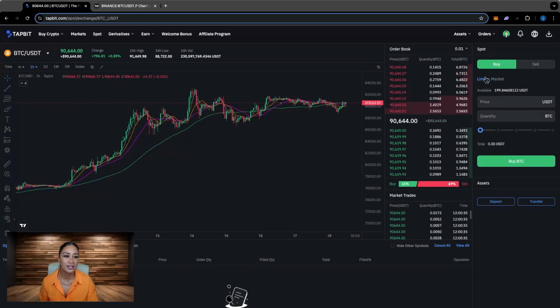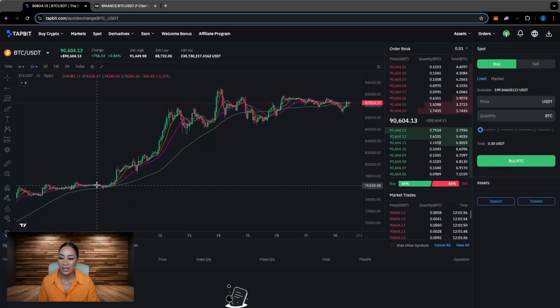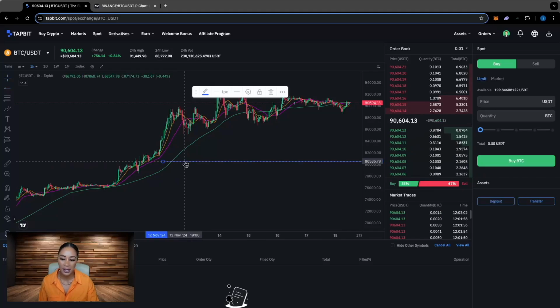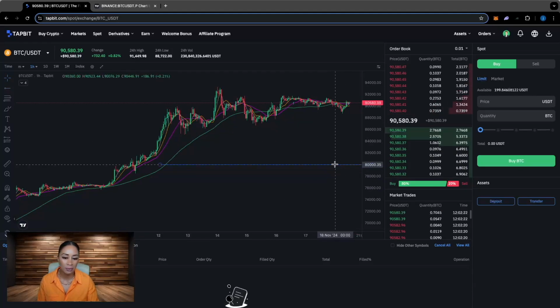So what exactly is a limit order? It is when you place an order at a specific price you are willing to buy or sell at. Once you hit submit, it then gets added to the order book and waits to be matched by an opposing order. This means that you control the price at which the trade happens. For example, let's say you've done your TA and you think that Bitcoin might drop to 80,000 and that's the price that you are comfortable buying at.